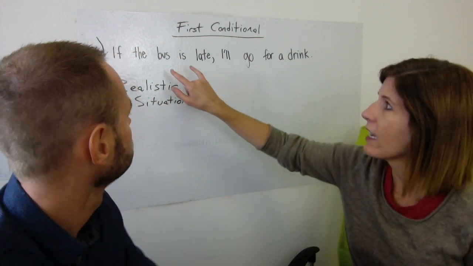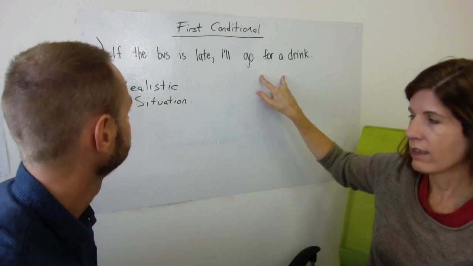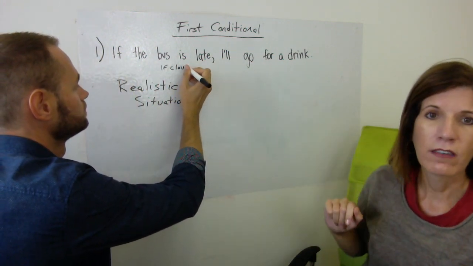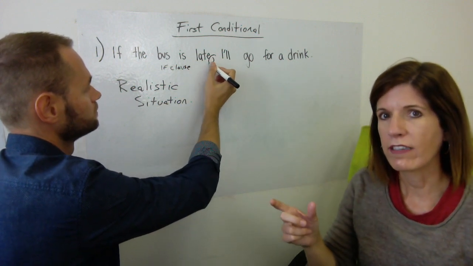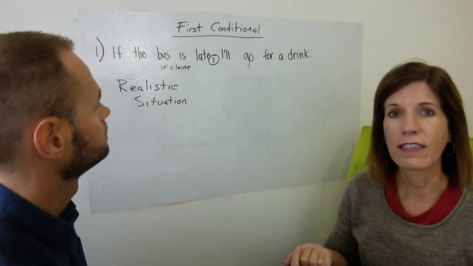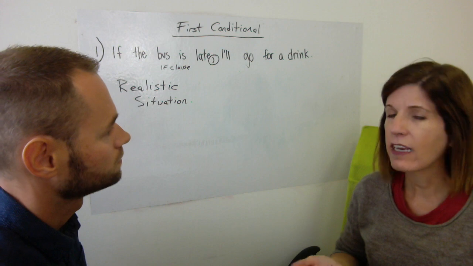So again, with the conditionals, we have two clauses in here. We've got the if clause, and we've got the main clause. If we have the if clause first, we need the comma in there, just to separate the two clauses. But if you swap it the other way around and say, I'll go for a drink if the bus is late, then you don't need a comma, and that's perfectly acceptable.